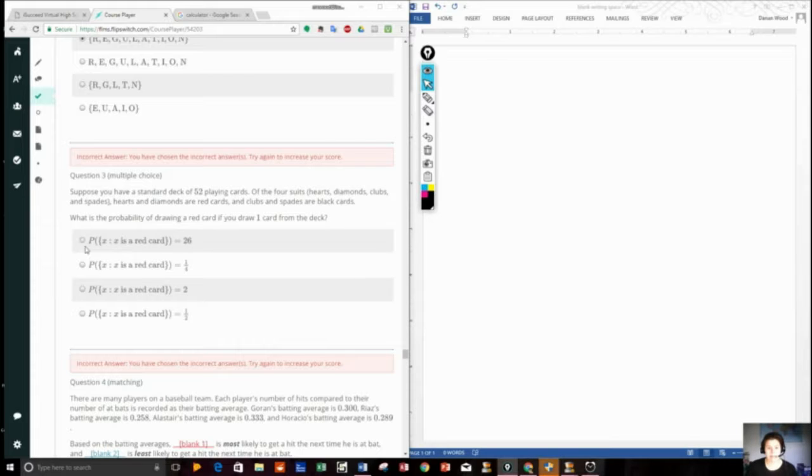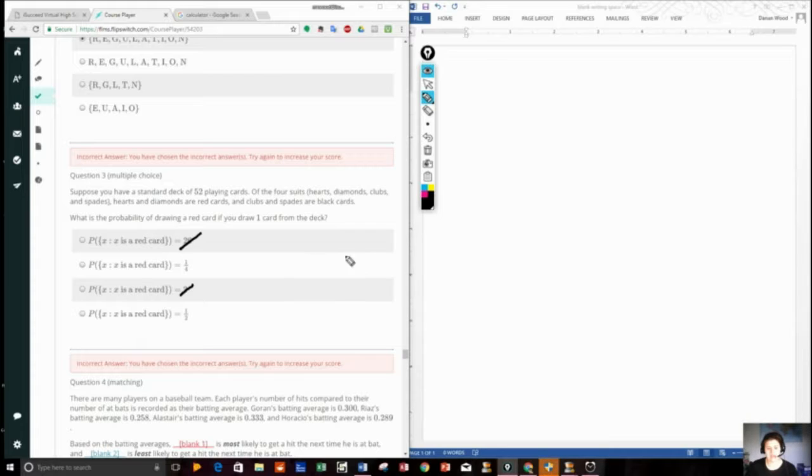So, the probability of X such that X is a red card equals 26. Well, that's the number of red cards, but that's not our probability. Probability has to be less than 1. So that's off the table, and this is off the table because probability has to be less than 1. So what's the probability that x such that x is a red card? Is it equal to 1/4? Or is it equal to 1/2?